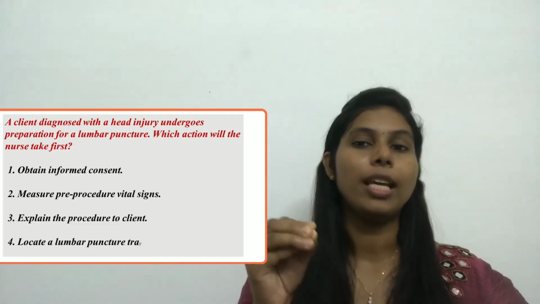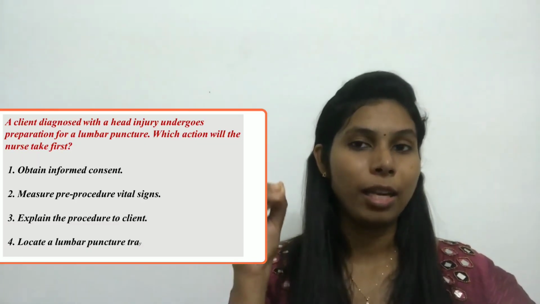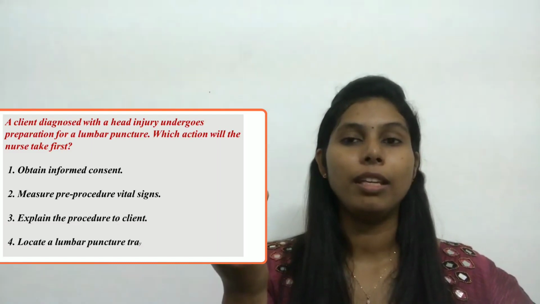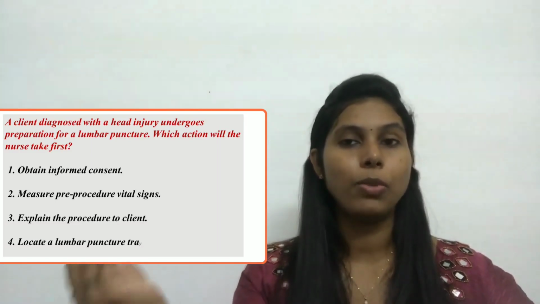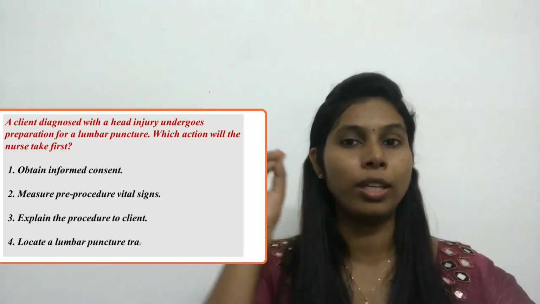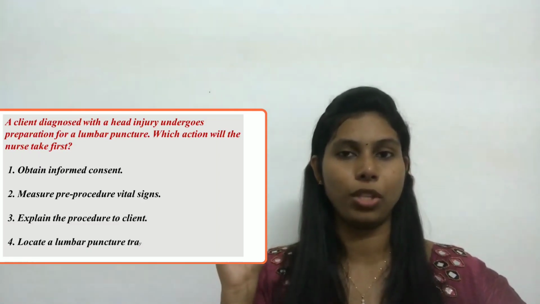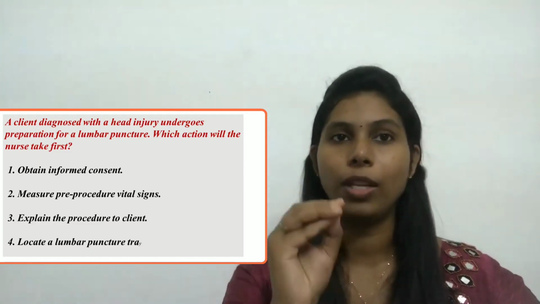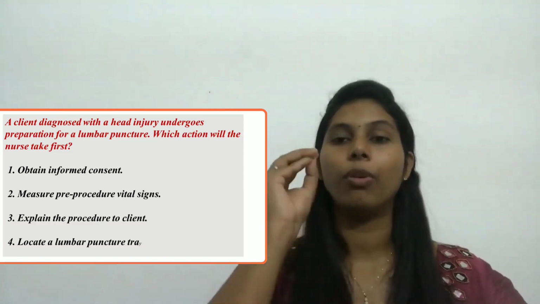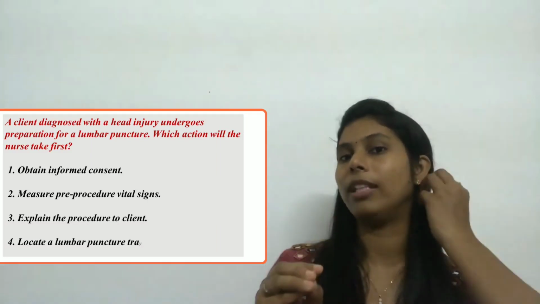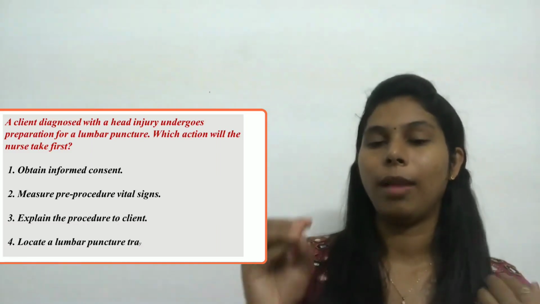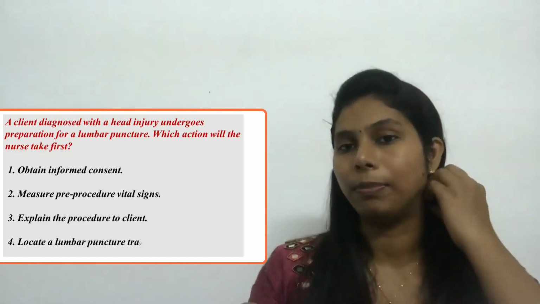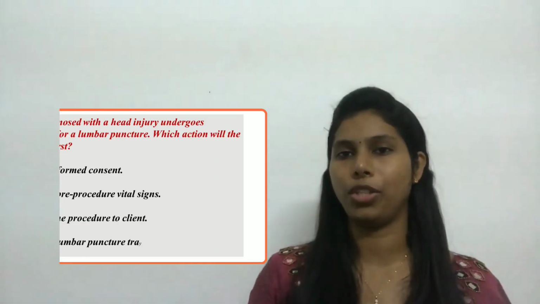Why? Because increased intracranial pressure can cause further problems. So this is a contraindication, and we should not do the lumbar puncture procedure. So what do we have to do first? First, we have to take the pre-procedure vital signs to ensure whether the client is stable, and whether the client can go for the lumbar puncture procedure. Is that okay? So we'll move to one more question.